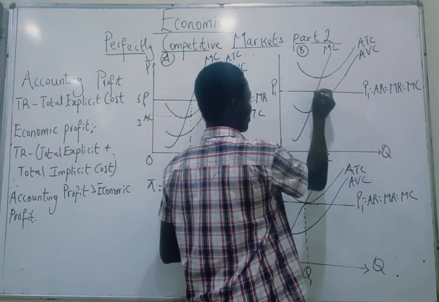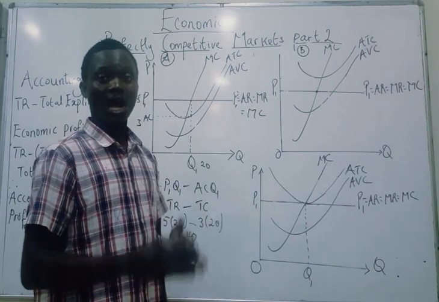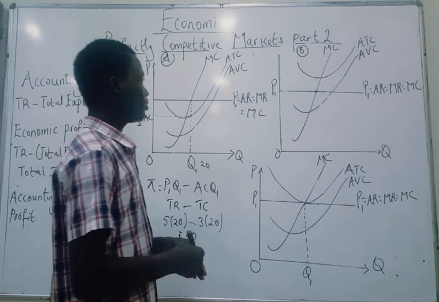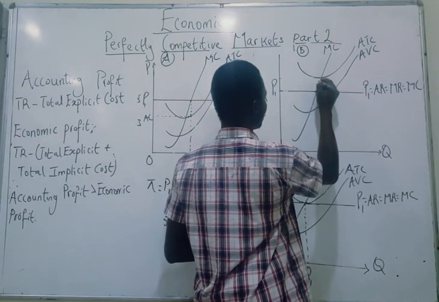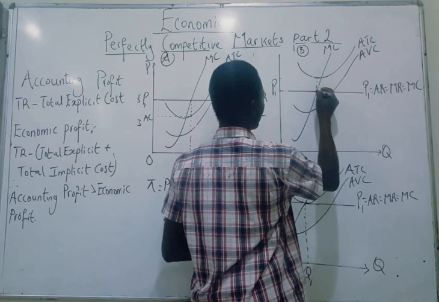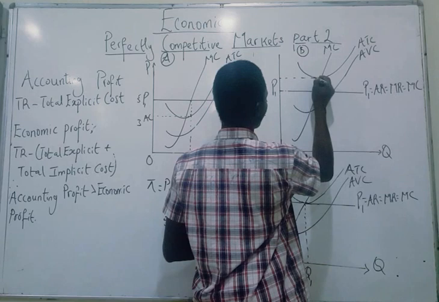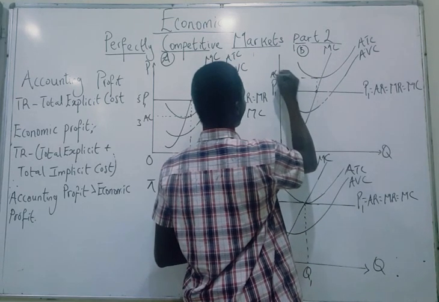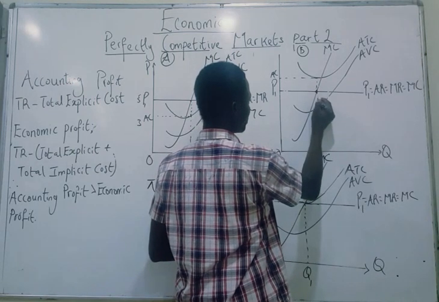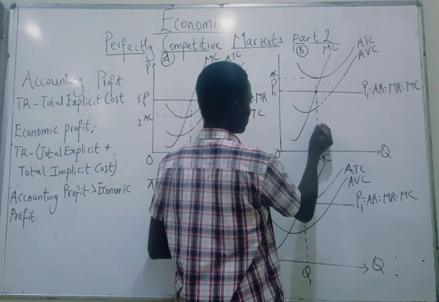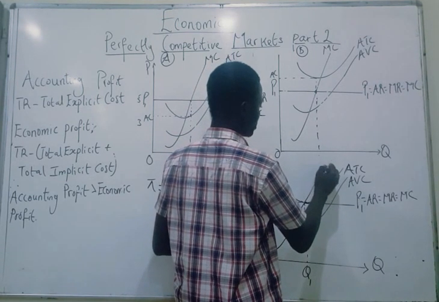So what we have to do now to get the kind of profit that exists is to find where the average total cost curve is. Look at it, it is up here. So we just trace this way. Alright, so this is the average cost, then this is the demand curve. Then we just bring everything down to get the quantity. Let me just call this MC.